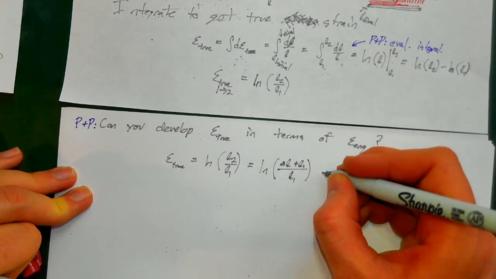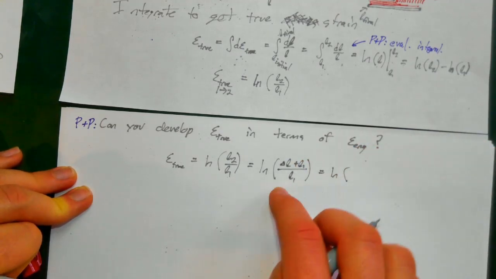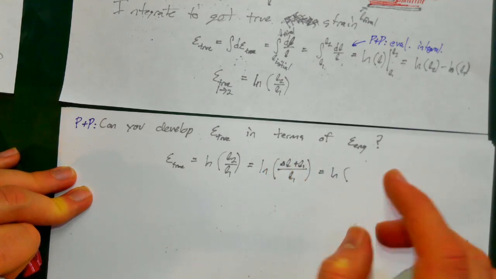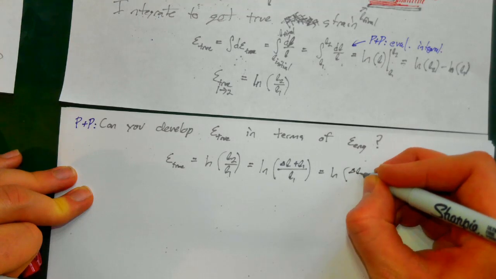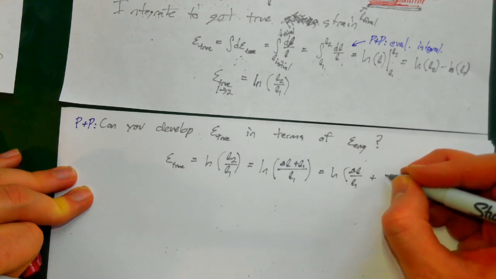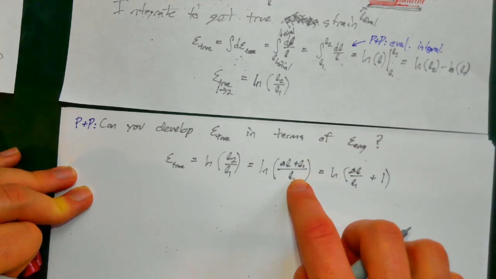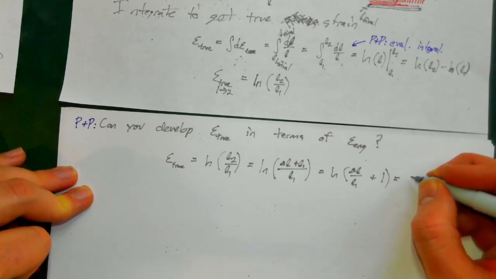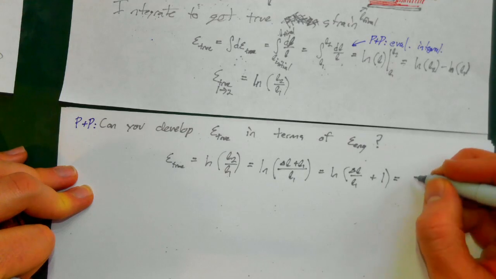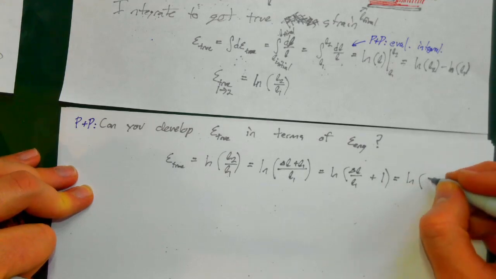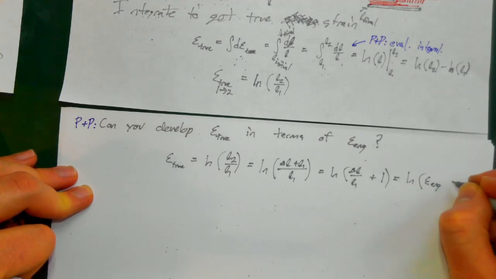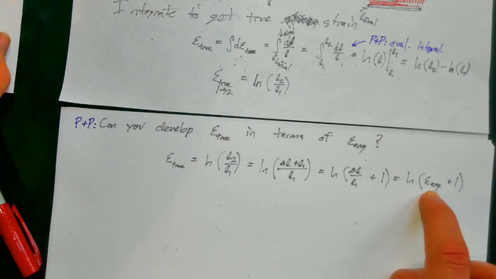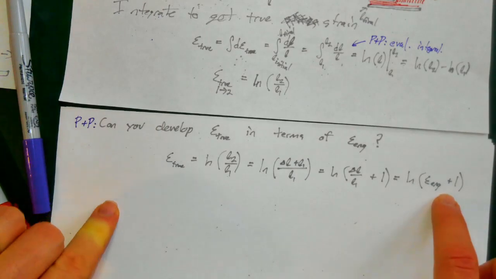And you could say, hey, this sum in the numerator would be the same as just each of them divided by the denominator. So that's delta L over L1, and then L1 over L1 would just be 1. And if you look at what you have here, this is the natural log of the engineering strain plus 1.